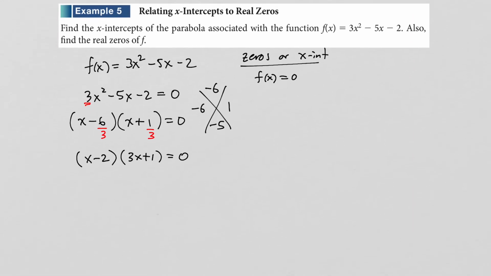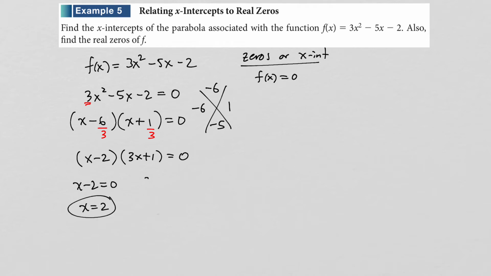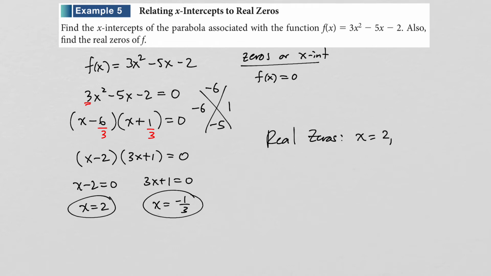And now I just set those equal to 0. So x minus 2 equals 0, which means x equals 2. And 3x plus 1 equals 0, which gives us x is equal to -1/3. So the real zeros of our function are x is equal to 2 and also -1/3.